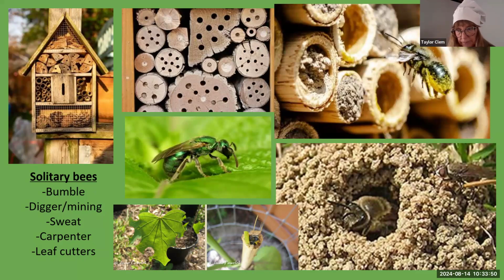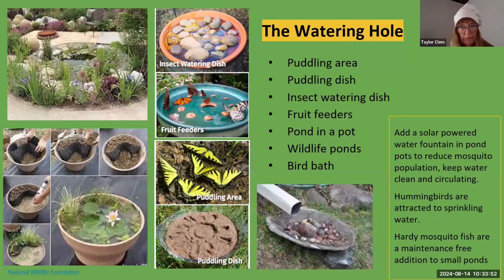The watering hole. All insects need water and moisture. We have several here. My favorite, it's back to school show and tell. My favorite is just finding a terracotta saucer, putting some stones in it and putting water into it. You shouldn't really use city water if it's all chlorinated and stuff.